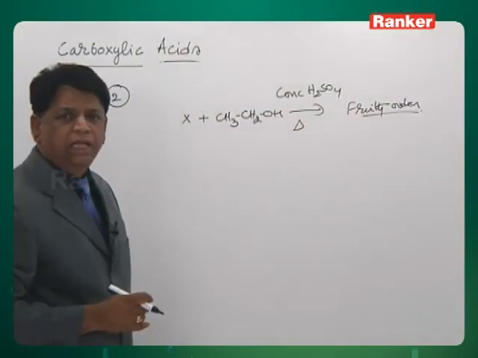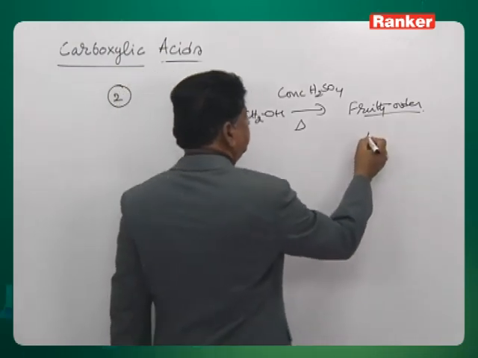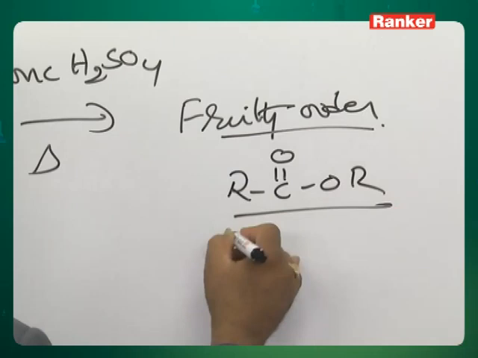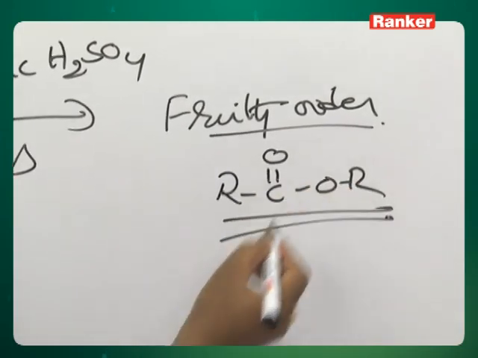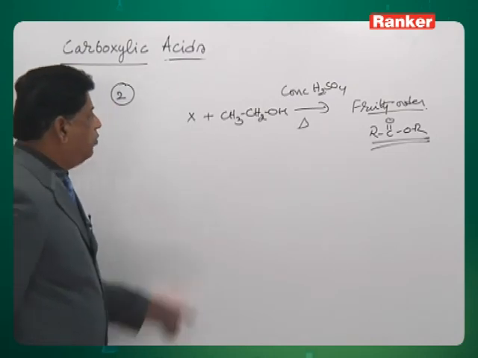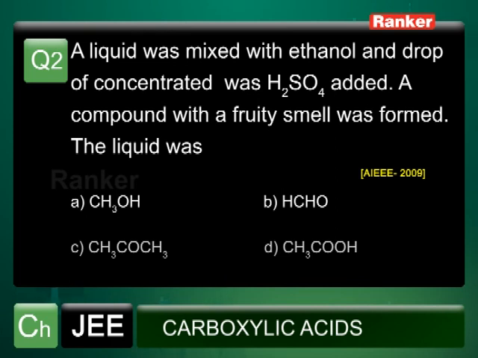A compound giving a fruity smell is a symptom of an ester. RCOOR type functional group containing compounds are fruity smelling compounds. So therefore an ester must be formed. What he has taken must be an acid. So let us go for the options here. One is methanol, that's wrong. Formaldehyde, wrong. Option C, acetone, wrong. Option D, acetic acid, is the right answer.